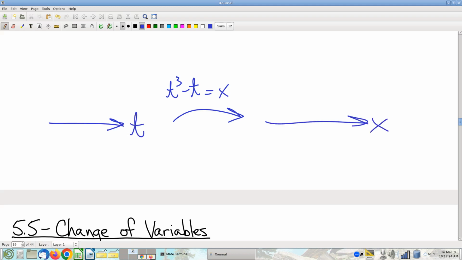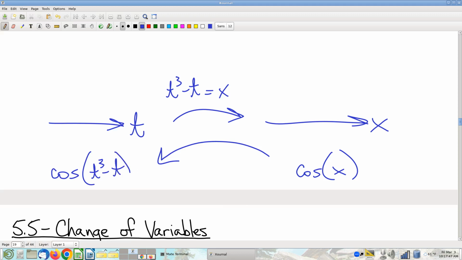But what does this function do to expressions? Not to points, not to values, but to expressions. Well, if I have some function of x, if I have cosine of x, that expression can be rewritten in terms of t just by plugging in. Because after all, x is t cubed minus t. You just pop it right on in there, right? And weird though it may seem, while the function pushes forward, expressions pull back. Right? So this is one of the big ideas here.